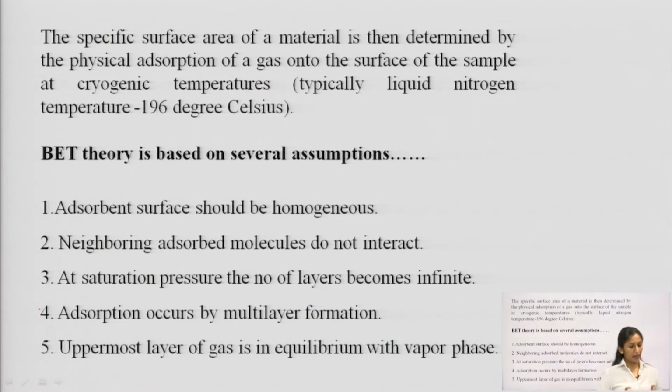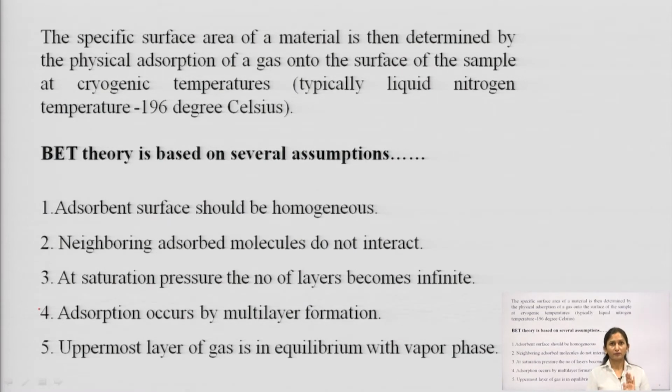In the surface area determination by the BET theory or BET method, the temperature for this experiment is the temperature at which the gas you are using, either krypton, argon or nitrogen, whatever gas you are using for the surface area determination, becomes liquefied. You have to carry out the experiment at the temperature at which that particular gas becomes liquefied.